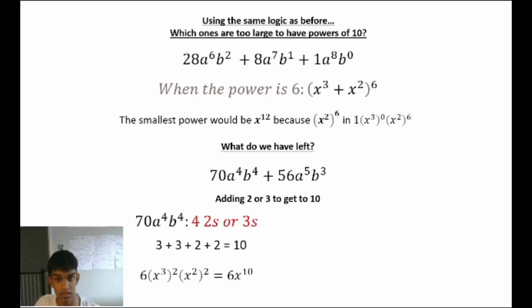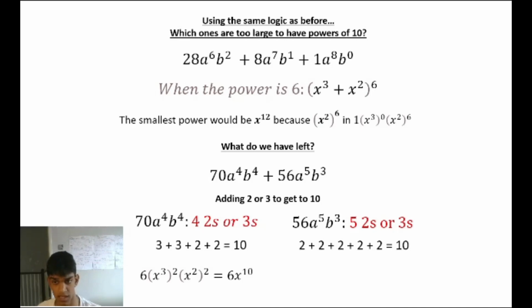So in the fourth row of Pascal's triangle, the coefficient is 6, and we have x cubed squared and x squared squared, and this gives us 6x to the power of 10. Meanwhile, for 56 a to the 5 b to the 3, we get 5 2's, because 5 times 2 is 10. And so in the fifth row of Pascal's triangle, the coefficient will be 1 for 5 2's. And we can have x cubed to the power of 0, which is also 1, and x squared to the power of 5, which is x to the power of 10.